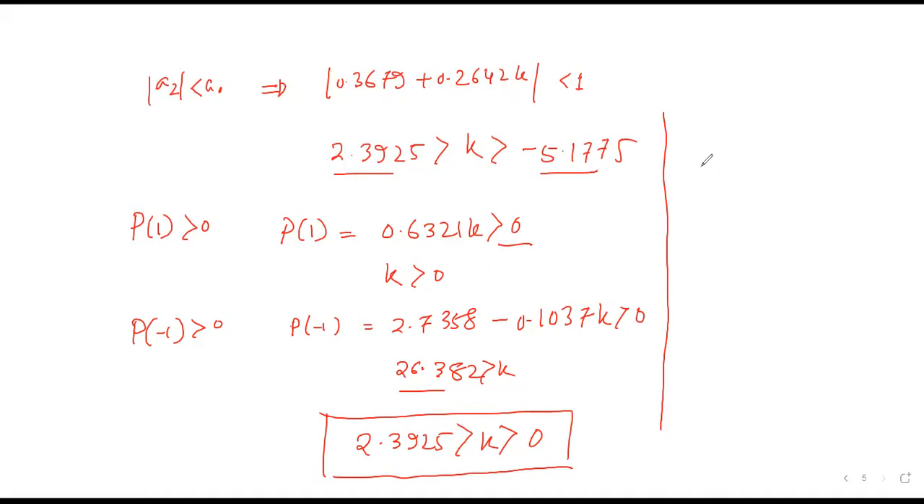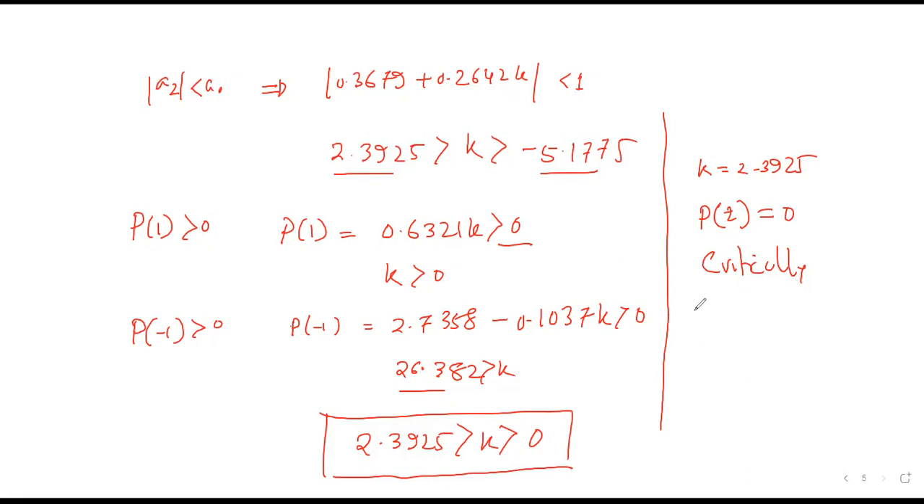We can say that the maximum value that you can apply is k equal to 2.3925. Now, if you apply this one, you are going to see that your P(z) will be 0, and the system will be critically stable.